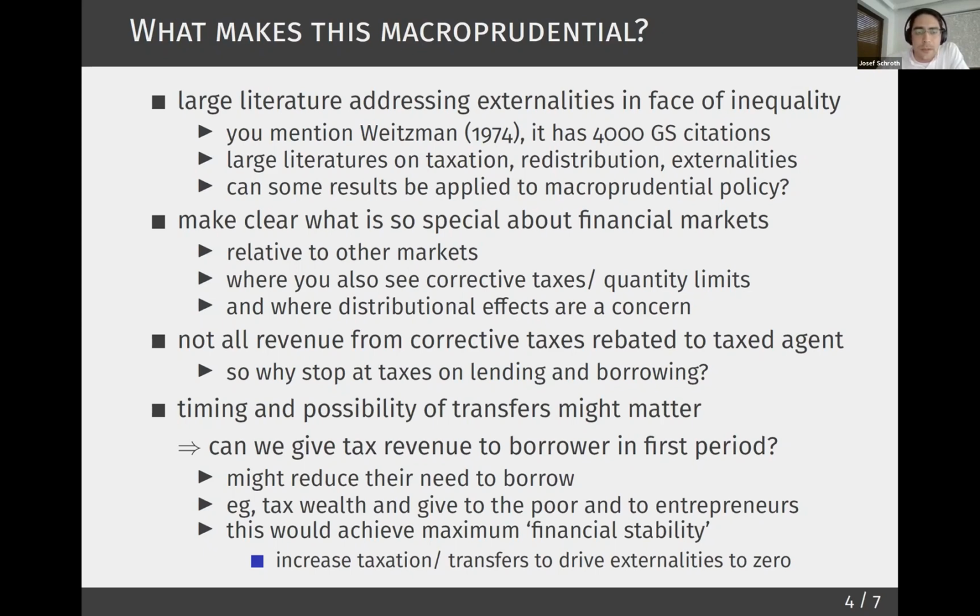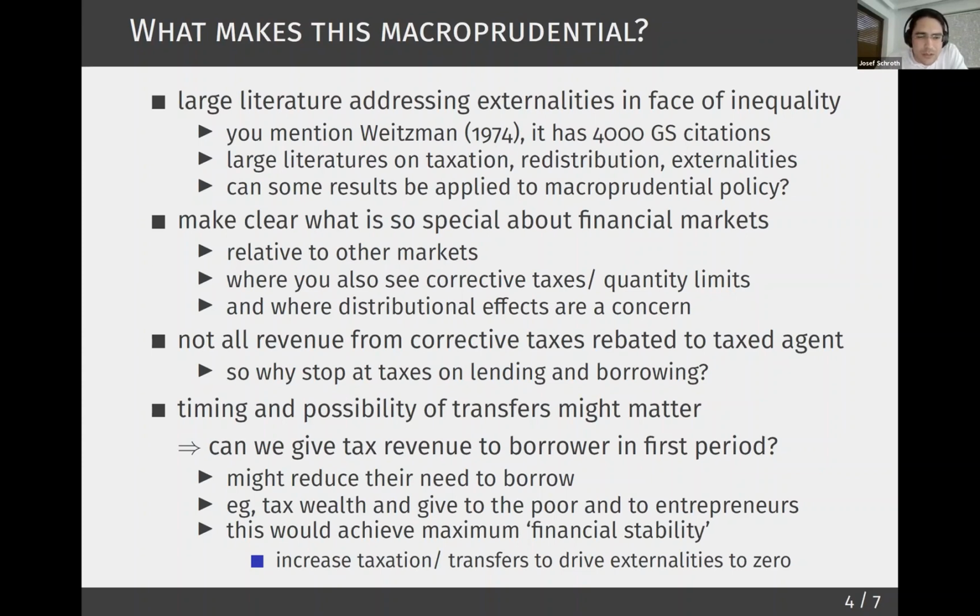So I think it's useful to make clear what's so special about financial markets, given that the model is general, and I do believe that there's something special about financial markets. I just think that the case has to be made in the paper, given the generality of the model. So what's special about financial markets relative to other markets? In these markets, you might also see corrective taxes or quantity limits. You might also see distributional effects being a concern in these markets.